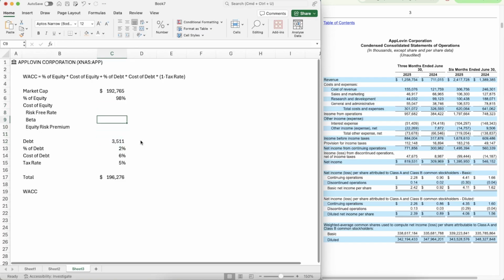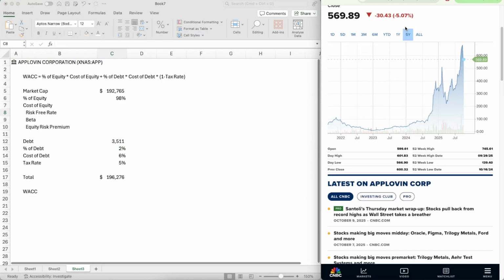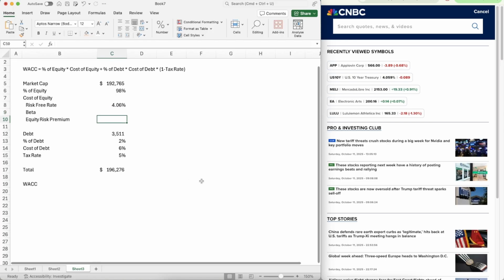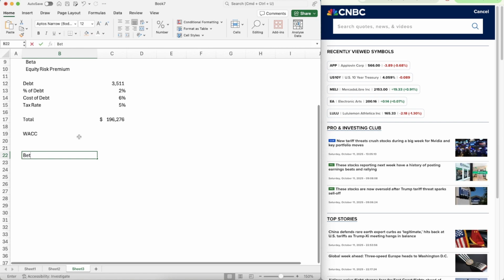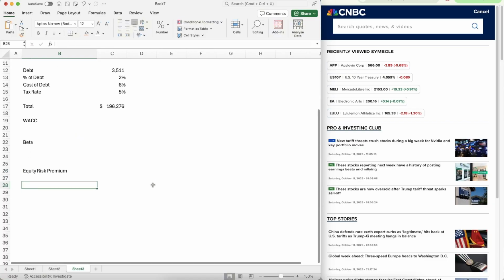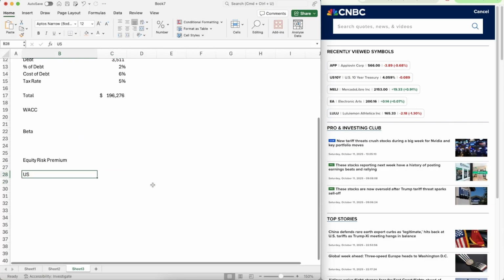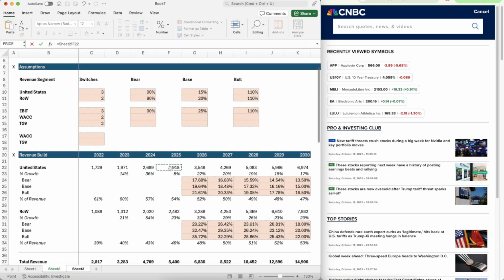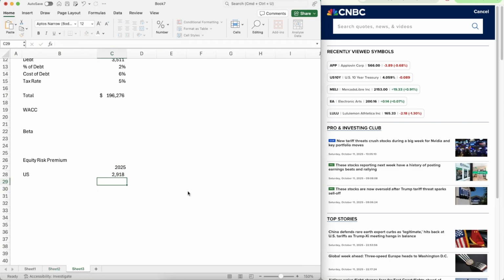Yeah, so we just need to do this bit now. The risk-free rate, we know that is 4.059%. The equity risk premium, okay, let's just build it out down here. We'll do the beta and we'll do the equity risk premium. So we have US, we know, so 2025 revenues equals, we'll do the ERP first and then we'll do the other one.